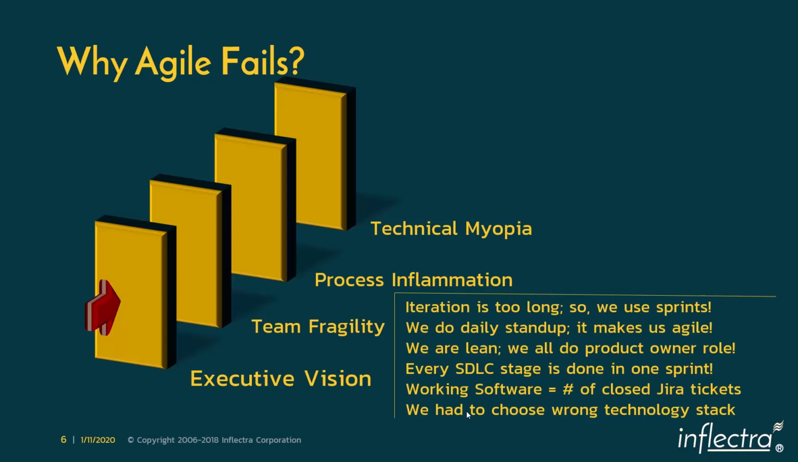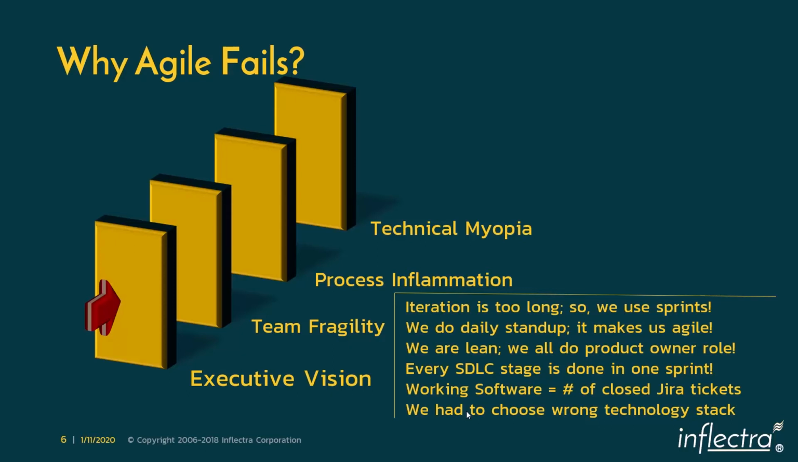And every software development lifecycle stage is done in one sprint. So, in one sprint or iteration, we focus on design. The other iterations, we focus on development. The other iteration, we focus on testing. And then we actually deploy. That's also not necessarily understanding Agile properly. Working software equals the number of closed Jira tickets.